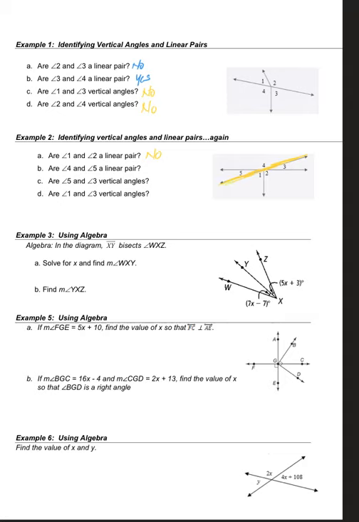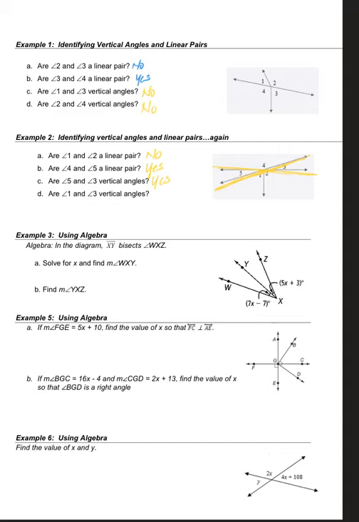So this is their common side, but we care about their non-common side. Yes, that makes a straight line. So yes, these are a linear pair. Then we look at the next one, 5 and 3. If I look at the two lines that make 5 and 3, notice they are straight lines. They are directly across from each other. So yes, they are vertical angles.